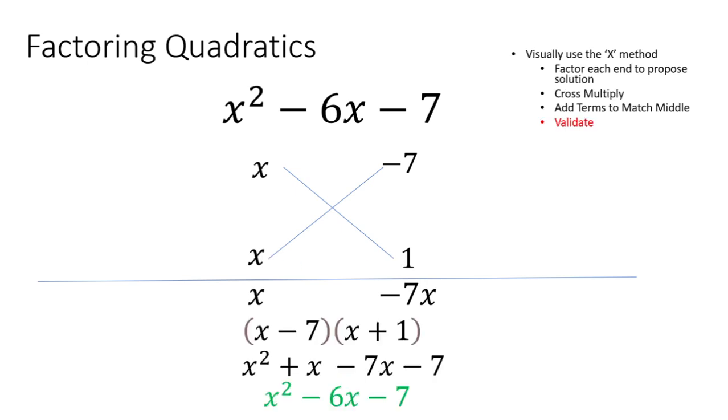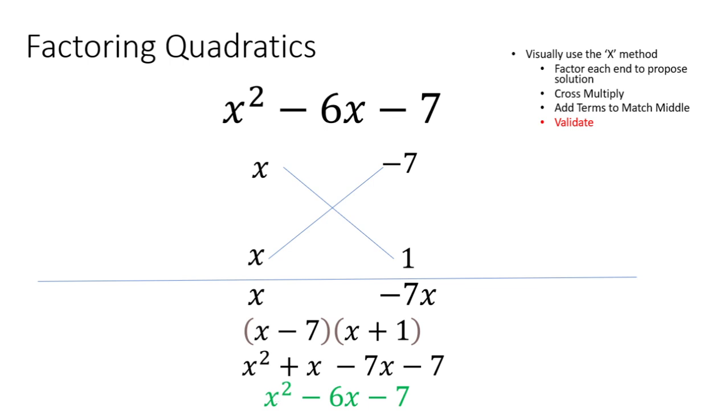And once again, we always want to validate. So let's take our proposed solution, x minus 7 times x plus 1, and multiply these two binomials out. x times x is x squared, x times 1 is x, minus 7 times x is minus 7x, and minus 7 times 1 is minus 7. We can combine the two terms in the middle here, so x minus 7x becomes minus 6x, and we have validated or verified that x minus 7 times x plus 1 does indeed equal x squared minus 6x minus 7. So we have now successfully quickly factored this quadratic polynomial.